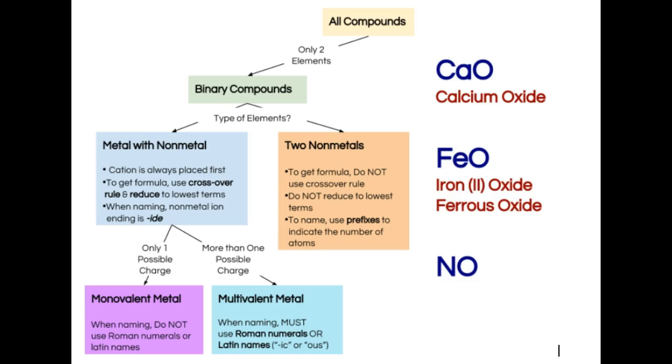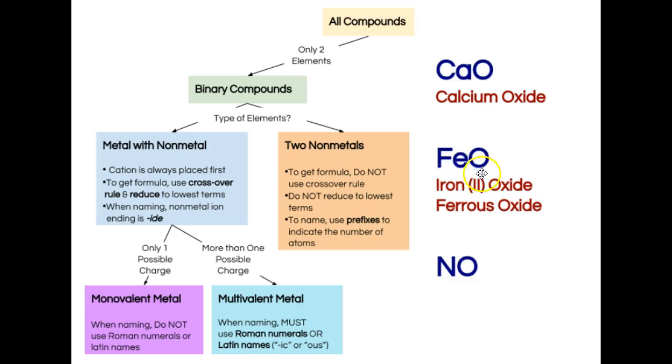So for the next question, I had to name FeO, and so again I'm going to look at the two elements that make up the compound, and I have iron, which is a metal, and oxygen, which is a non-metal. So automatically that tells me that I'm not going to be using any of my prefixes at all. And also my iron is a multivalent metal. It can have a 2+ or a 3+ charge.